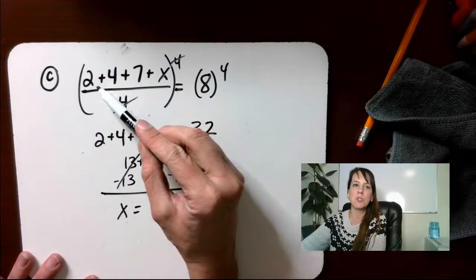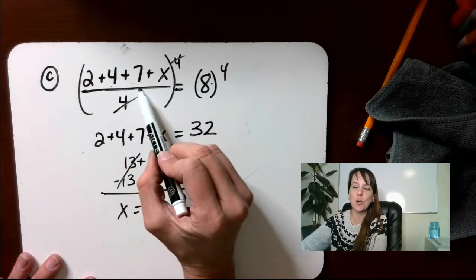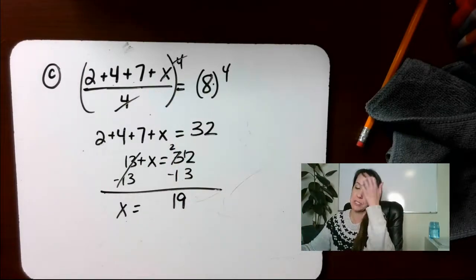If you look at these numbers, 2, 4, 7, and the mean of them is 8, none of these are greater than 8. So we have to have a pretty big one to boost up our average, right?